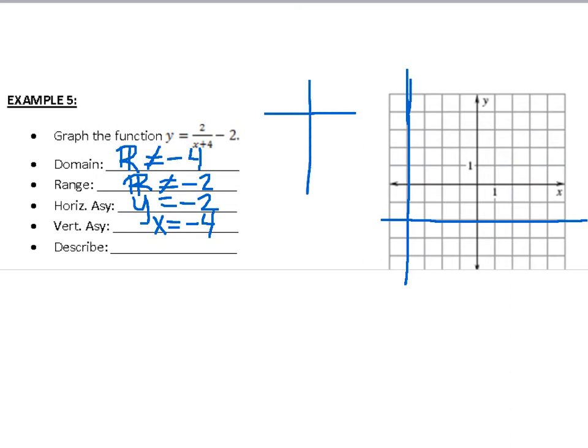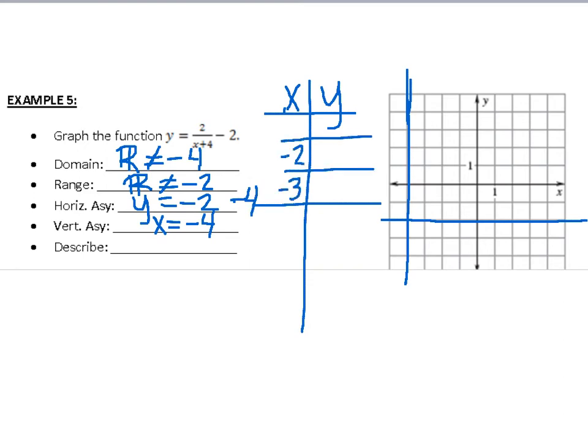Let's make our table here. Okay, and the middle x value is going to be negative 4. So I need to do negative 3, negative 2, and negative 1. Then negative 5, negative 6, and negative 7. I did that the opposite direction I usually do, but that's okay, not a big deal.